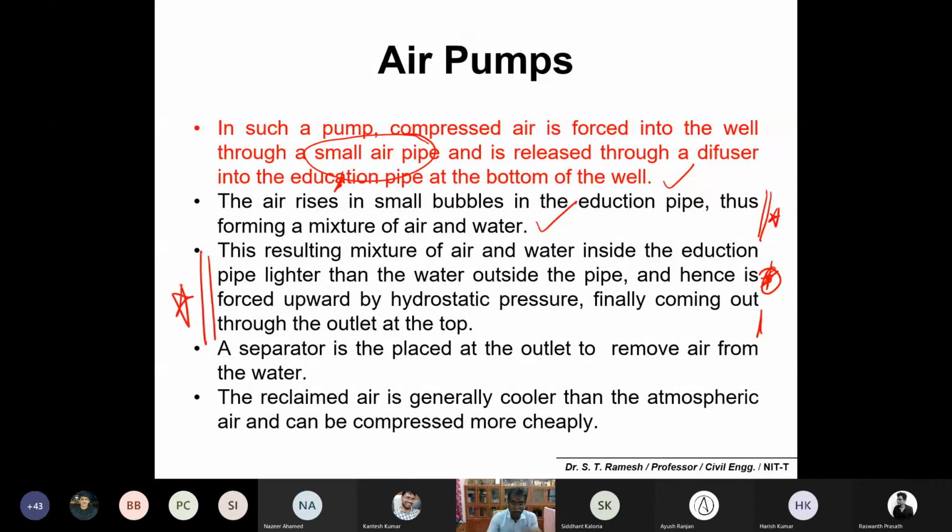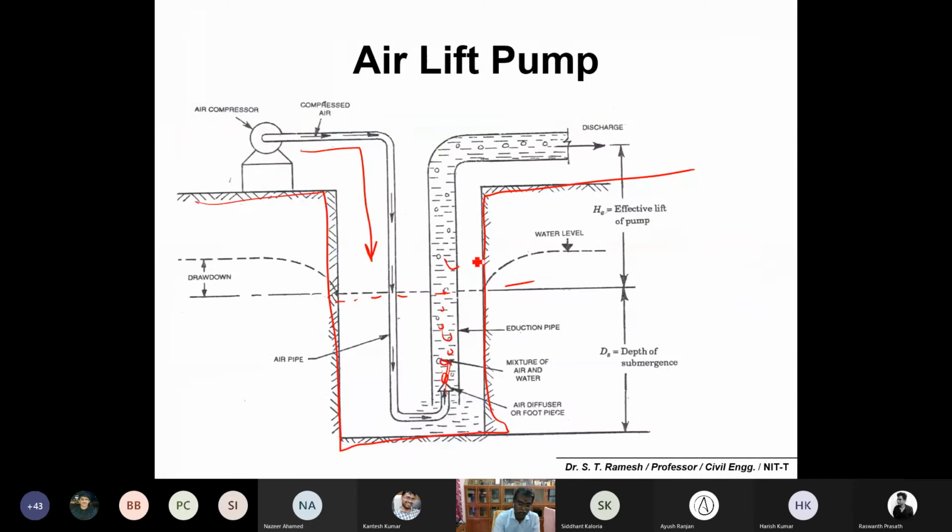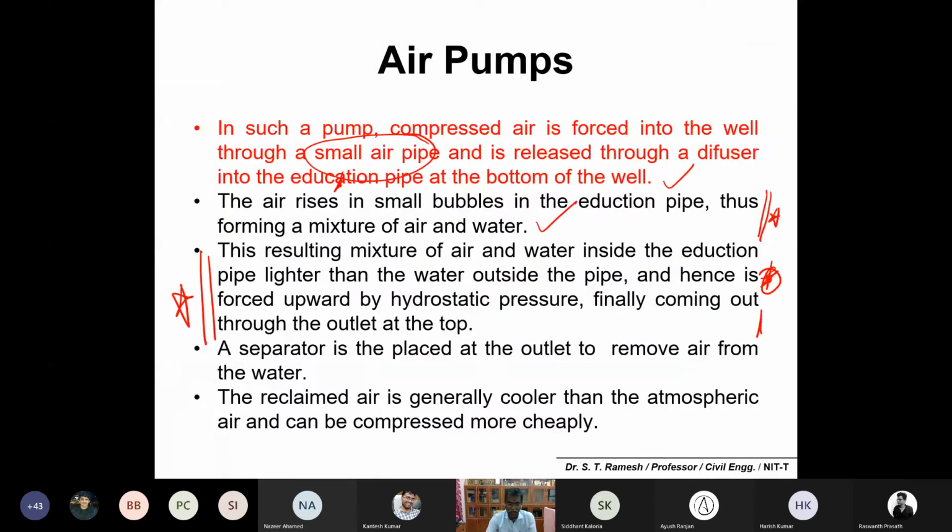Release the compressed air into the system, and small air bubbles will generate, which will form a mixture of air and water. Now compare what is lighter, inside and outside the ejection pipe. So this pipe is the ejection pipe. Lighter is inside and heavier is outside, because of these conditions the water will be forced out by hydrostatic pressure, and it will come out along the outlet pipe at the top. This is important.